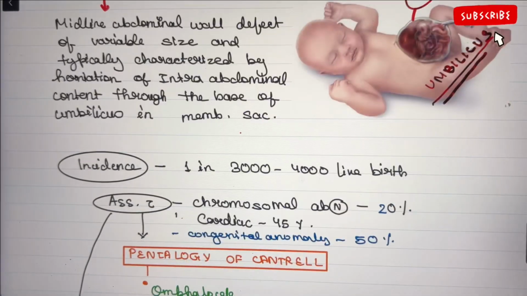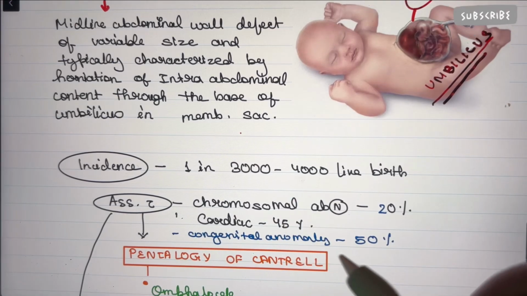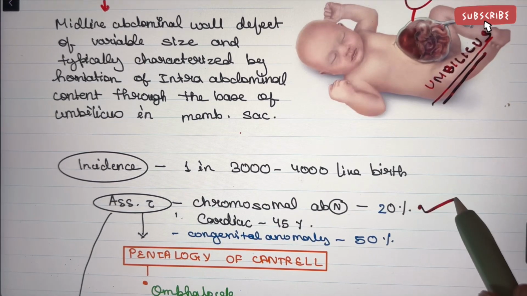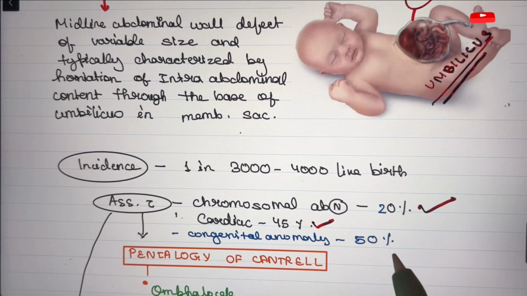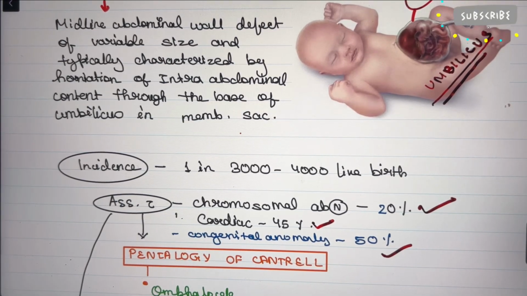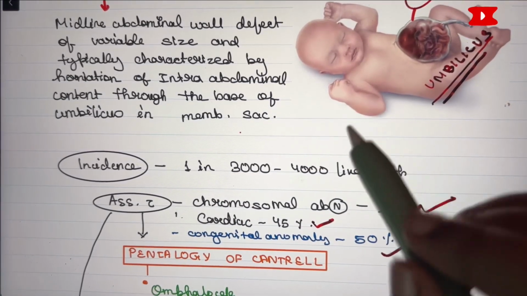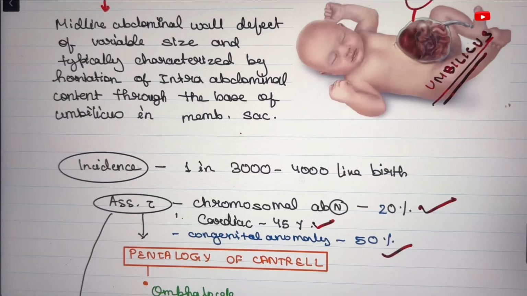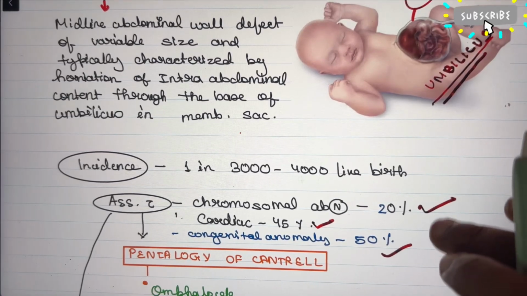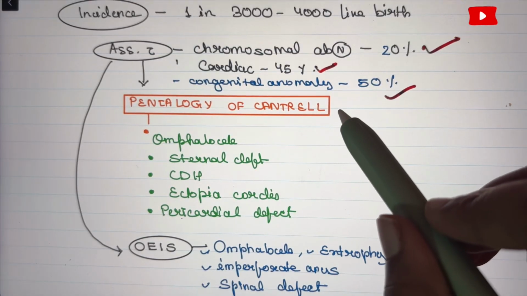Now here the incidence is also 1 in 3000 to 4000 live births. But you have to remember this very importantly, that omphalocele is associated with chromosomal abnormality in 20% of cases, cardiac abnormality in 45% of cases, and congenital anomaly in 50% of cases. Therefore, because of these associations, the prognosis of omphalocele is poorer than gastroschisis. Gastroschisis has a better prognosis than omphalocele. And what are the congenital anomalies? Congenital anomalies like pentalogy of Cantrell may be associated with it.